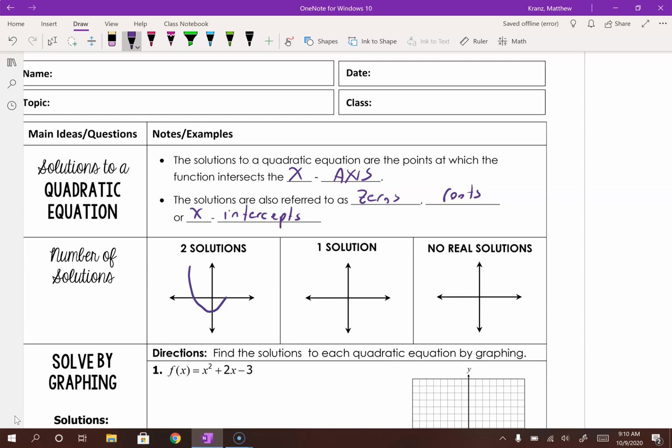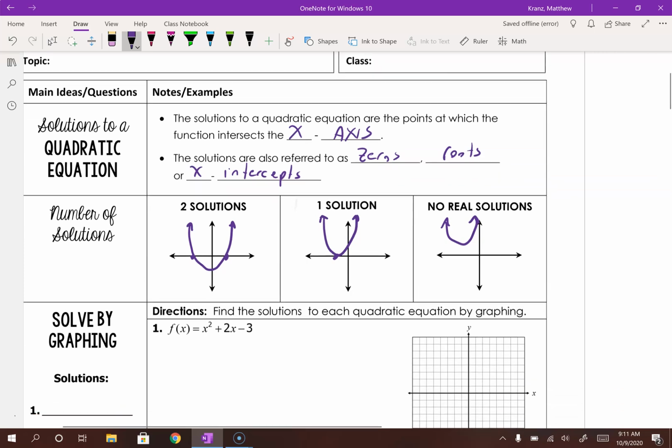You can have two solutions where it looks like this, where you see that it goes through twice. You can have one solution where it perfectly just touches the x-axis right there, or you could have no solutions where it never touches at all. These are no real solutions.